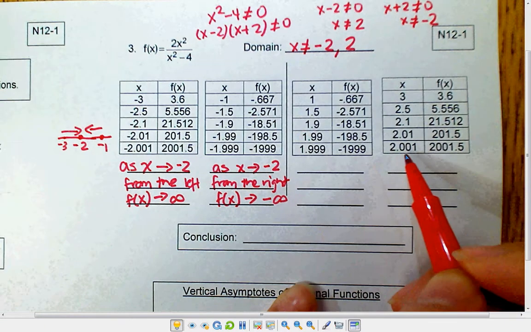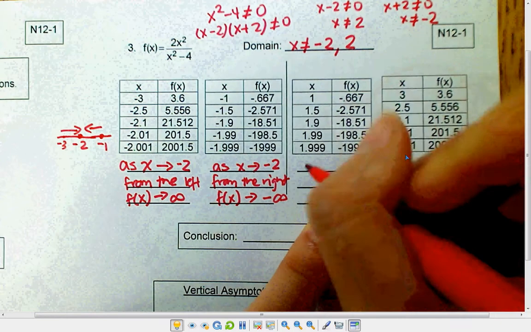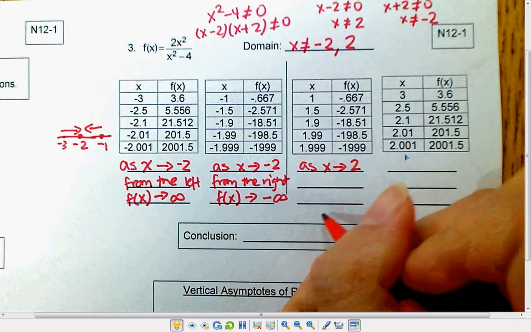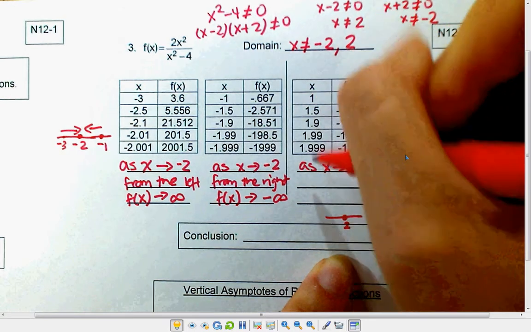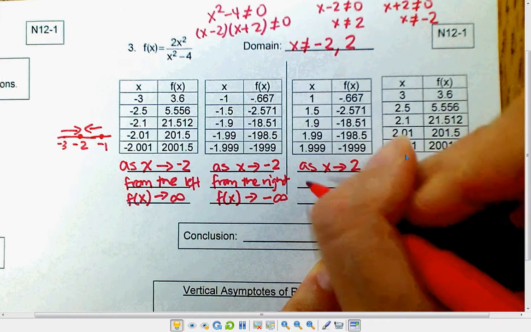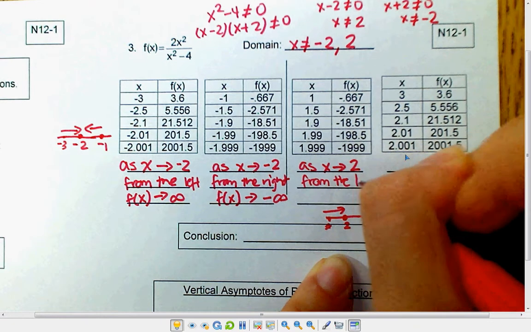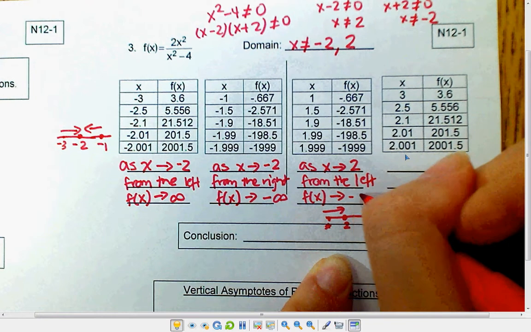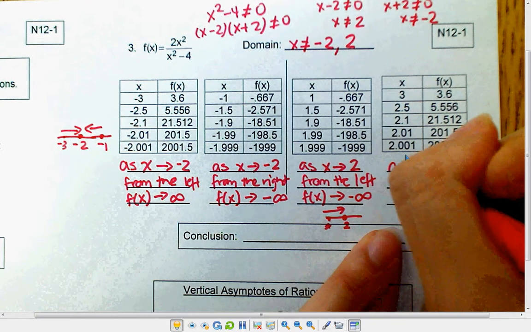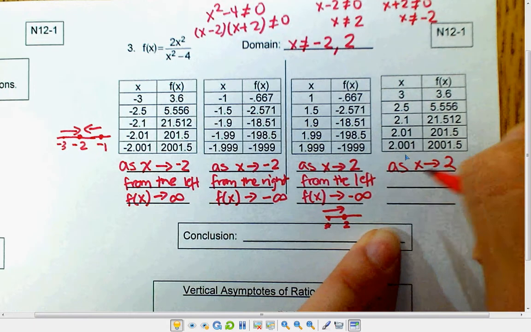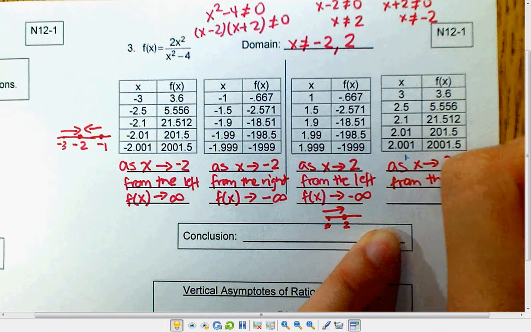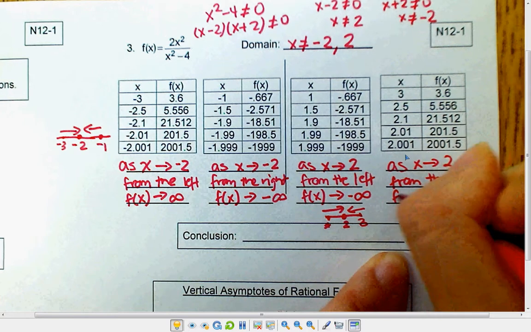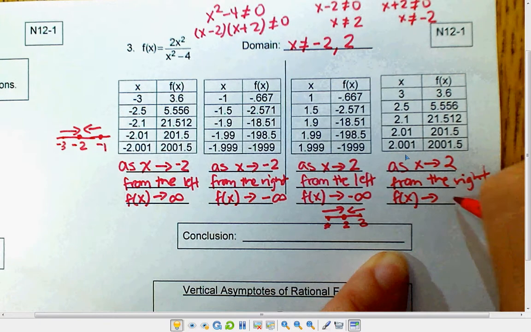Now let's try the second two sets of tables. This time as x approaches, what is this getting closer and closer to? Positive 2. Since 1 is on this side, this is approaching it from the left. F of x is getting closer and closer to, look at your numbers, negative infinity. And as x approaches 2 from the right, because 3 is obviously on the right of 2, f of x is getting closer and closer to, again, positive infinity.